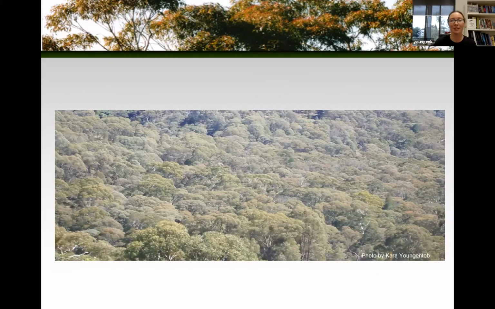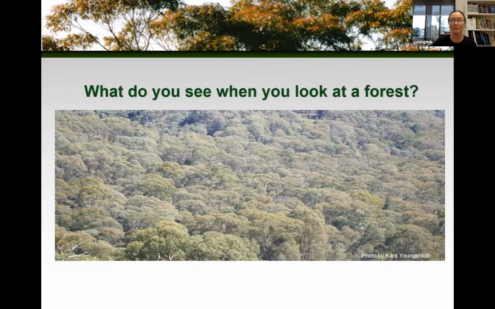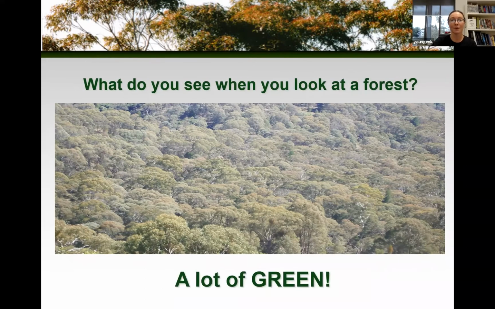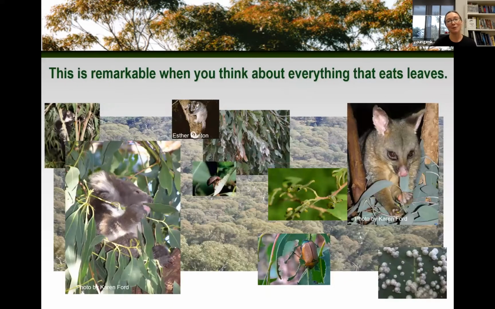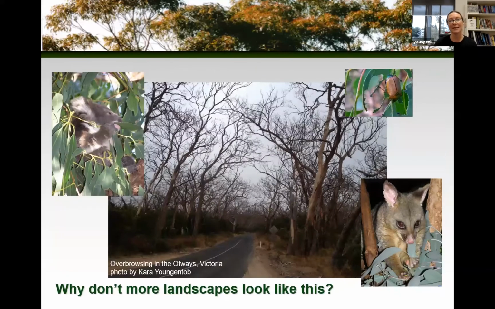When I talk about nutritional ecology and plant-animal interactions, I like to start with a simple question. What do you see when you look at a forest? What I see, superficially at least, is a lot of green. That might not seem like a very profound statement, but it's actually quite remarkable when you think about everything that eats leaves. Why don't more landscapes look like this? Why don't animals simply eat themselves out of house and home? Sometimes this does happen, but generally forest canopies are green.